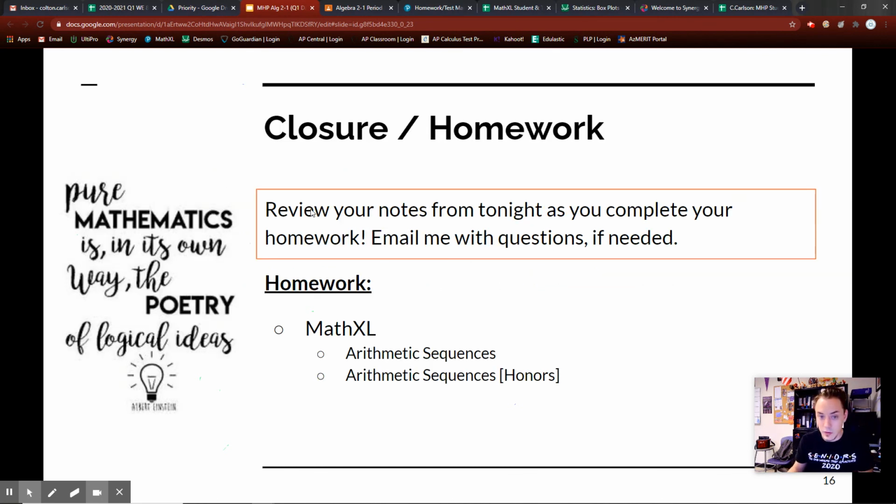All right, so your closure, your homework, just review your notes. Make sure you are writing your notes in Cornell note style. It really does help. Get that content down, get those notes. Make sure you write the summary. Review them as you complete your homework tonight. Use them as you're completing your homework, so you're prepared for the homework quiz tomorrow.